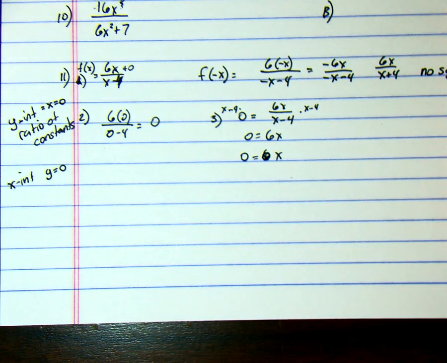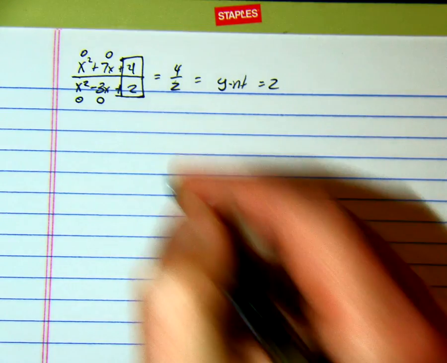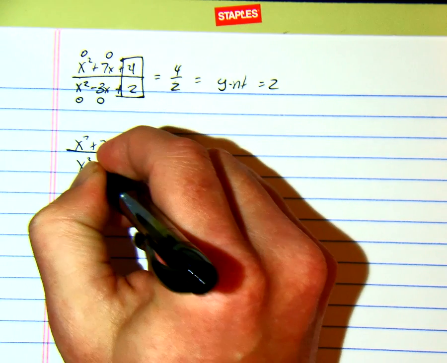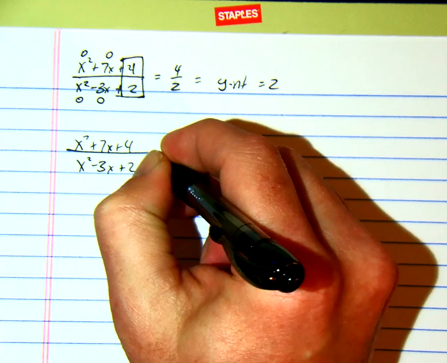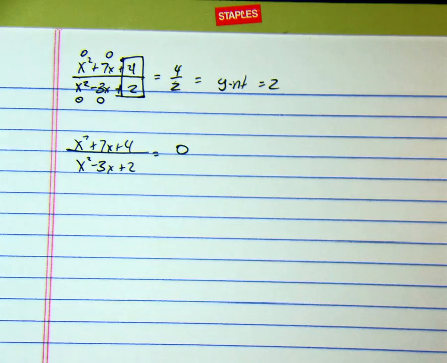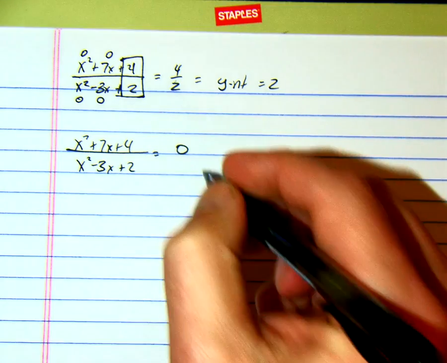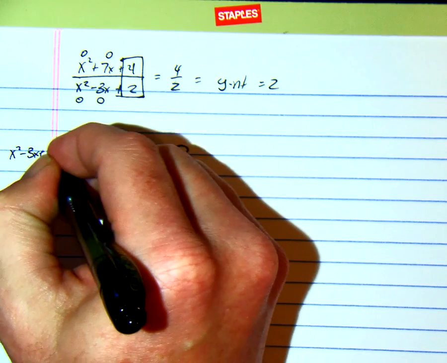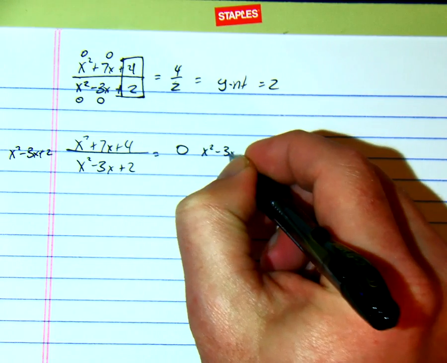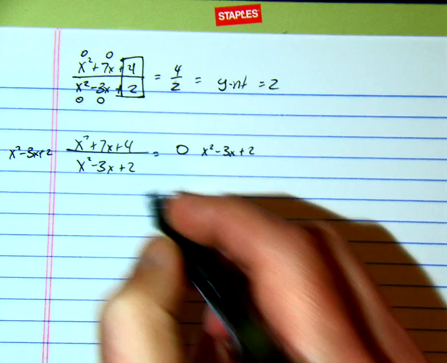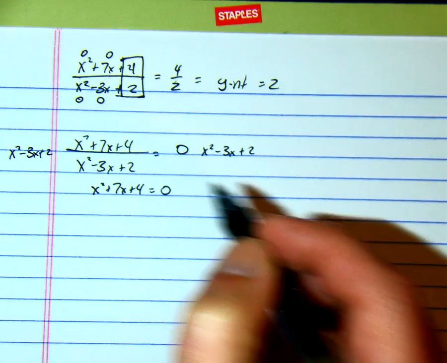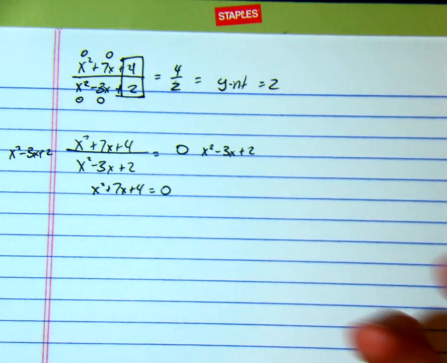Now, let's go back to this one for a second and see if we can come up with a rule here. I'm going to go back to x squared plus 7x plus 4 all over x squared minus 3x plus 2. Those values are completely irrelevant. To find the x-intercepts, we set the function equal to 0 and solve. That means I have to multiply by x squared minus 3x plus 2, and lo and behold, I end up with x squared plus 7x plus 4 equaling 0, because my denominator disappeared when I took it times 0.